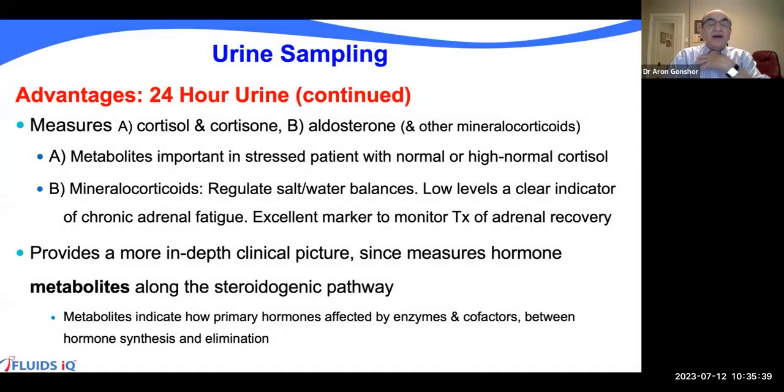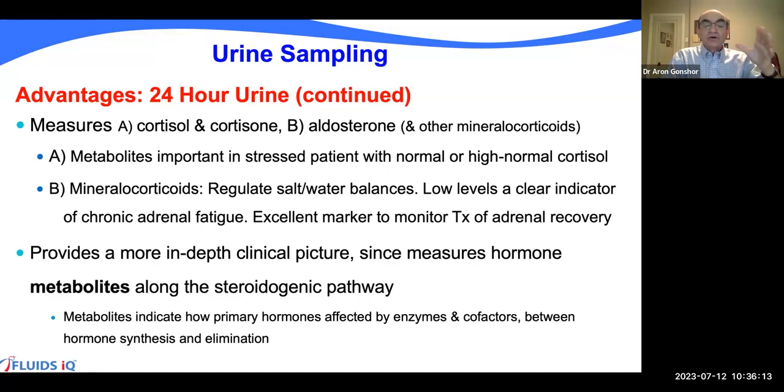What are some of the other advantages of 24-hour urine? Well, we know it measures cortisol and cortisone, which is the storage form of cortisol. It also does the mineralocorticoids, like aldosterone and so on, which are important for fluid management in the body. The metabolites are very important when you're testing them, especially in stressed patients with normal or high normal cortisol. So you want to know what those metabolites are. We're going to go over that in our second lecture.